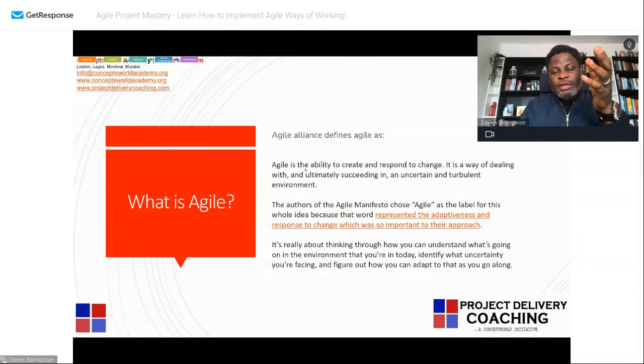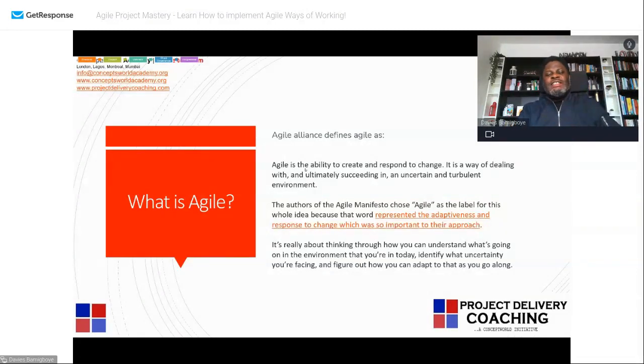Now, you may all be familiar with the Agile Manifesto, which I'm going to talk about in a moment. But the authors of the Agile Manifesto chose Agile as a label for this whole idea of being able to be adaptive and to respond to change. The word that is used to describe the phenomenon of adaptability and being able to respond to change very quickly is called agile. So, in a nutshell, if you're thinking agile, think adaptability, and quick response to change. So, agile is about thinking about how you can understand what's going on in the environment that you are in today, identify what uncertainty you are facing, and figure out how you can adapt to that as you go along.